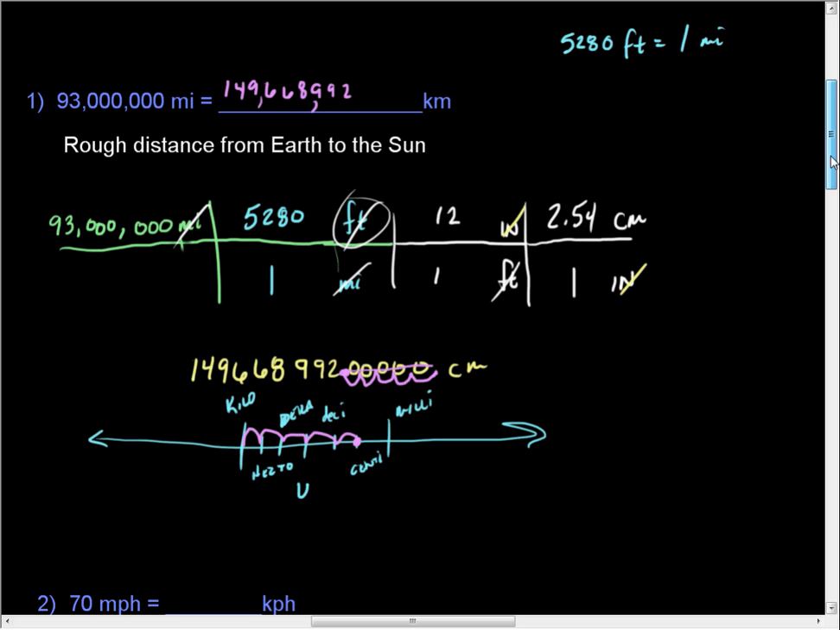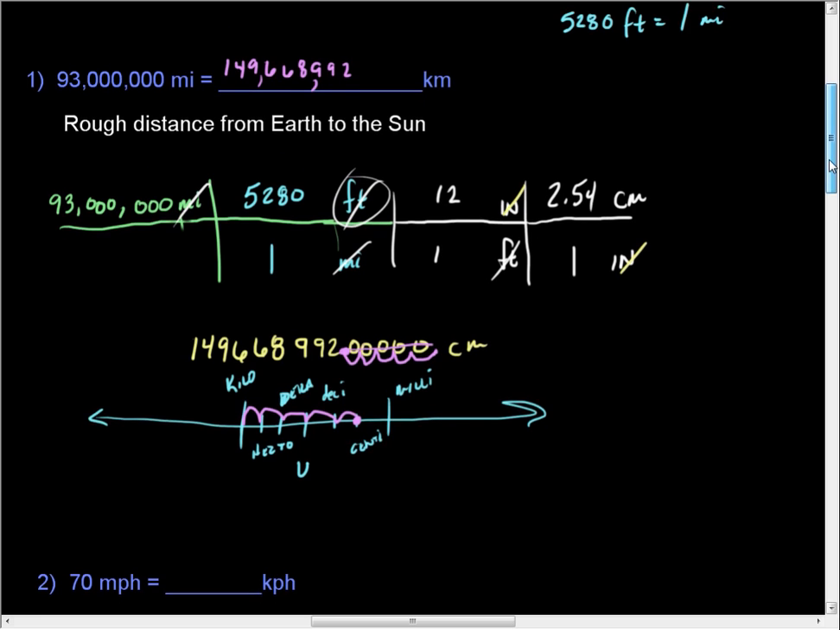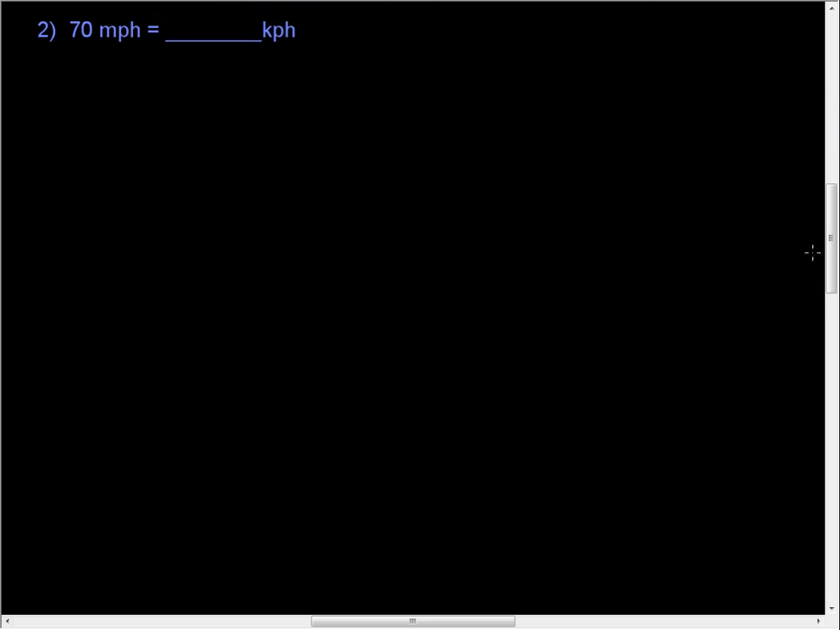We're going to follow that same idea on number 2. And number 2 looks like it's going to be more complicated, but it's really not. Now it says miles per hour, and I want to transform that into kilometers per hour.